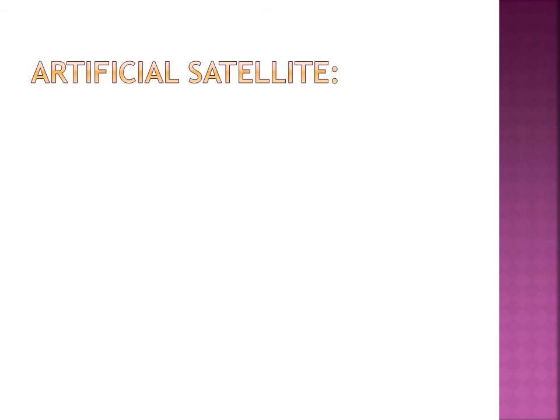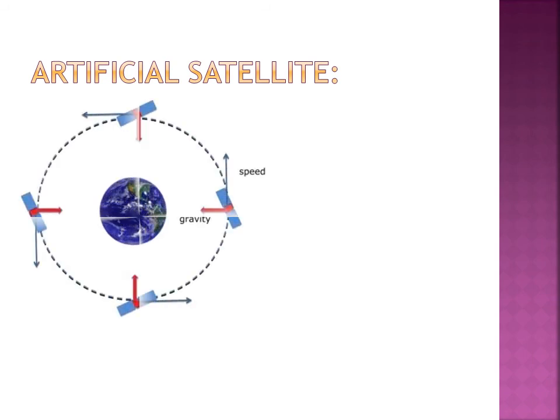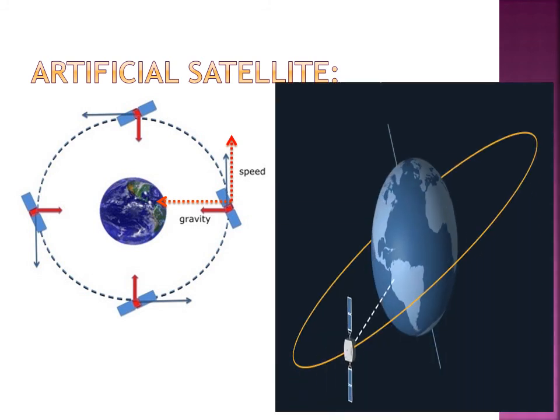Artificial satellite. Suppose an artificial satellite is moving around the Earth in a circular orbit. The gravitational force acting on the satellite along the radius of the circle and its displacement along the tangent to the circle are perpendicular to each other. So what will be the work done by the gravitational force? The work done by the gravitational force is zero, because the force applied and displacement are perpendicular to each other.